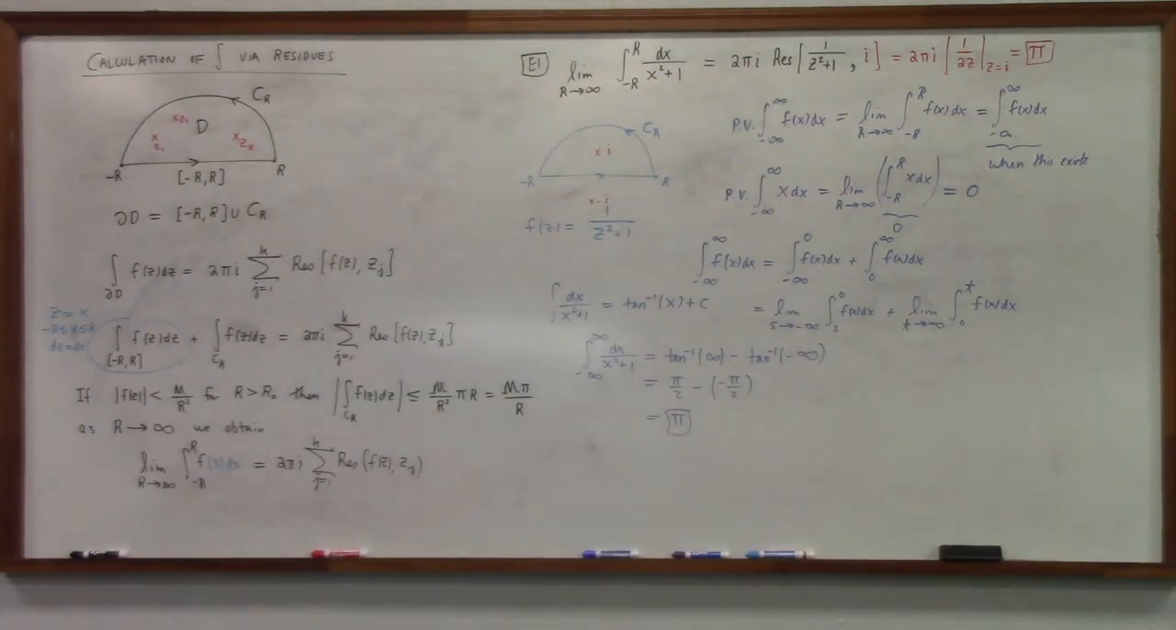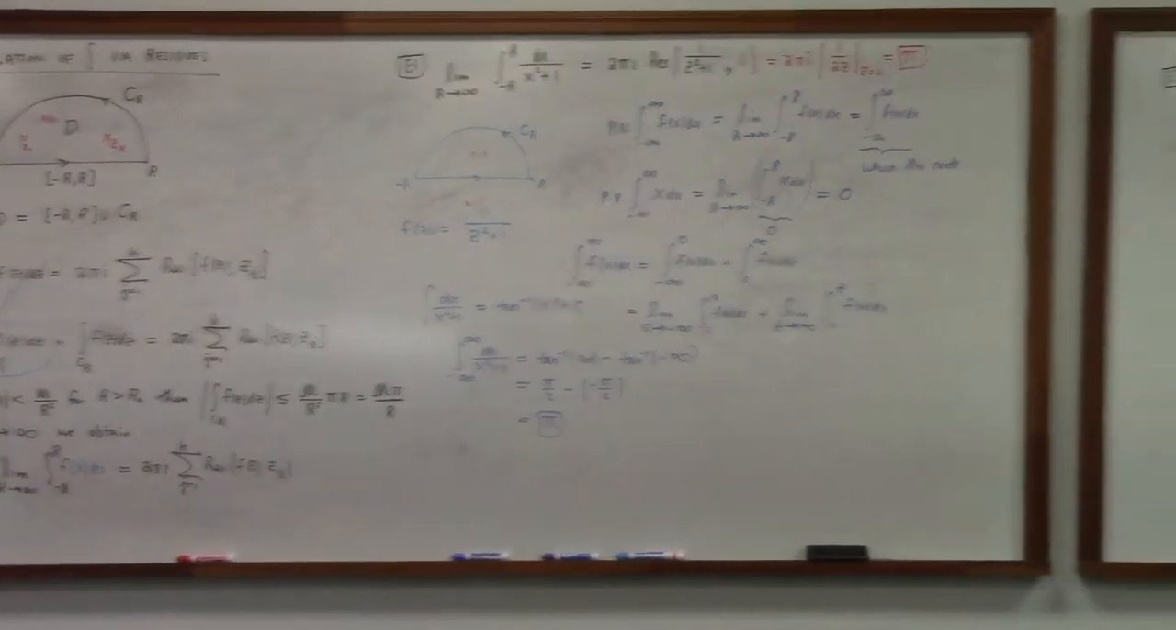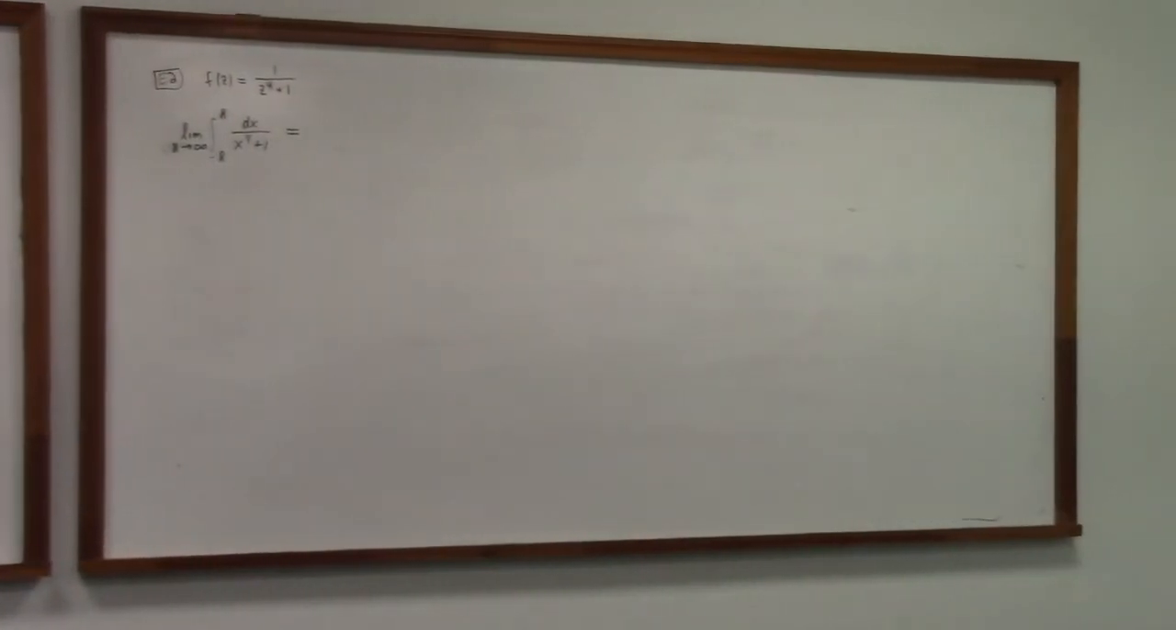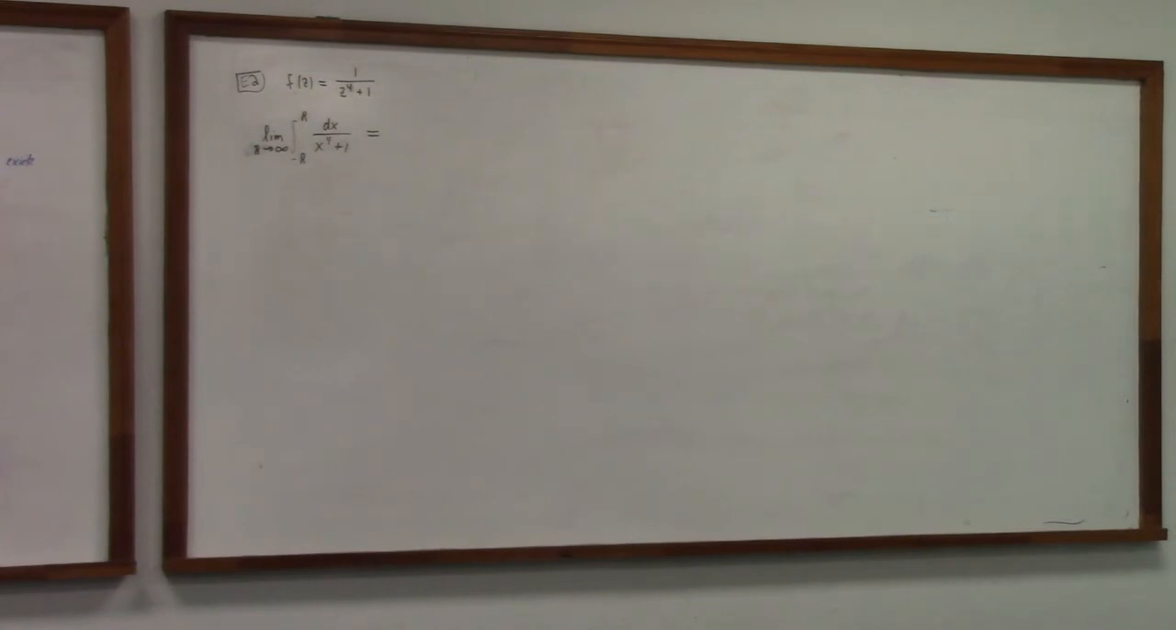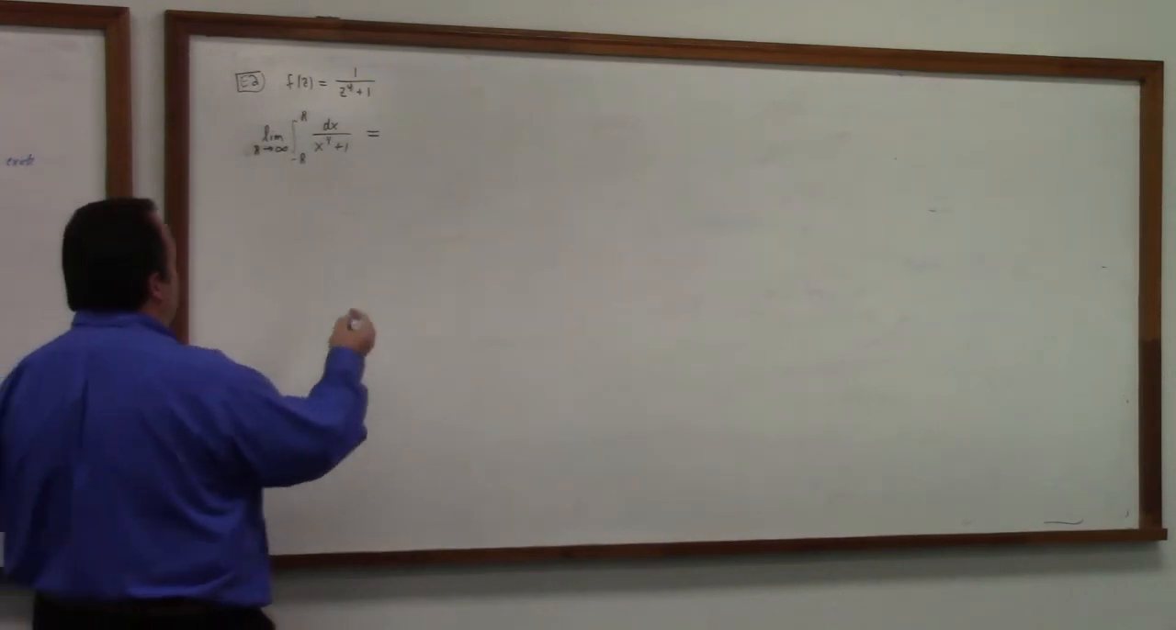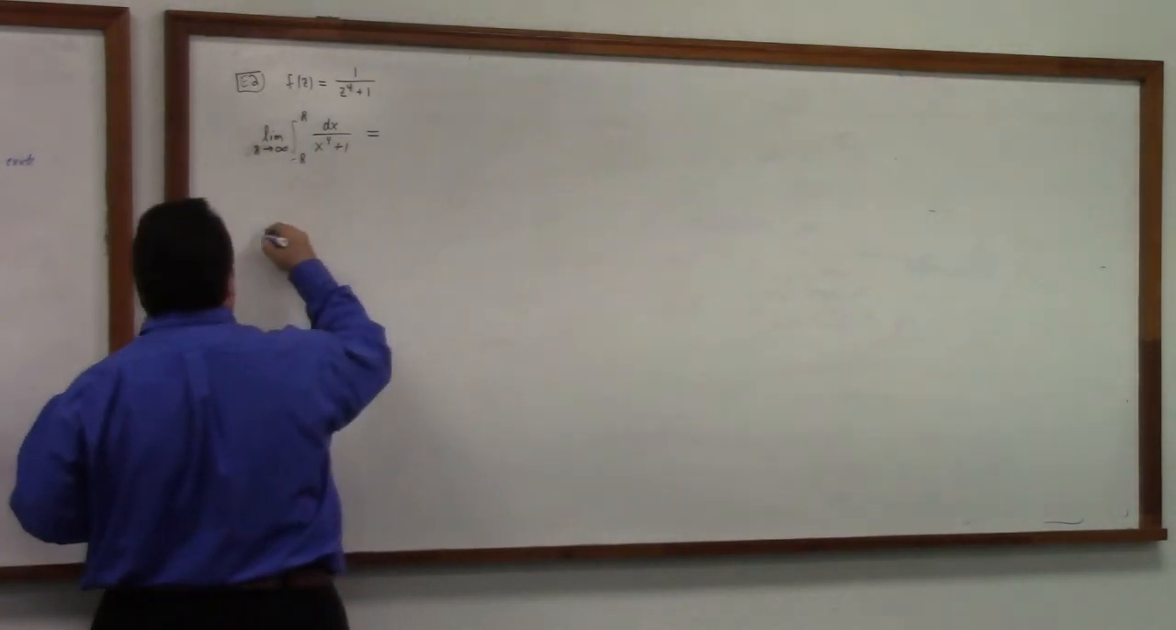So here we have the integral of dx over x to the fourth plus 1, from minus r to r. How can I calculate that integral using complex analysis? Well, this time I am thinking about, again, what contour am I using? I'm using the half circle contour, right?